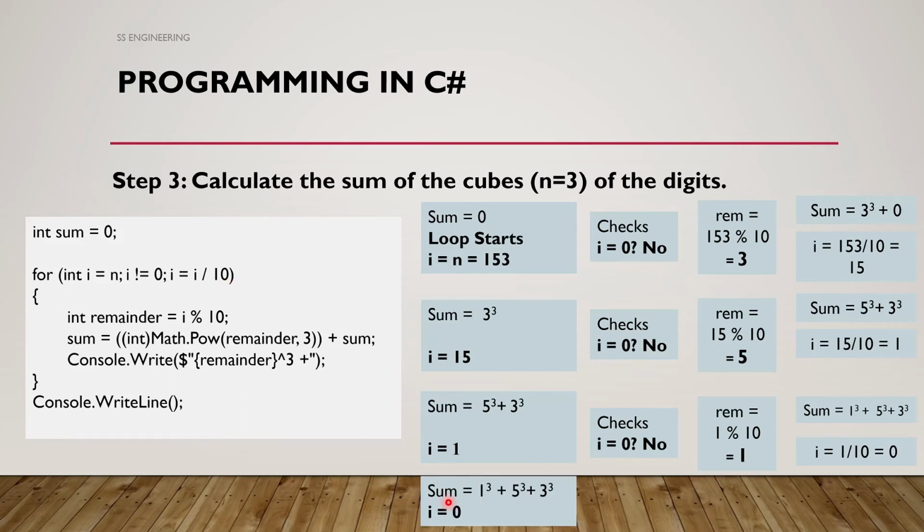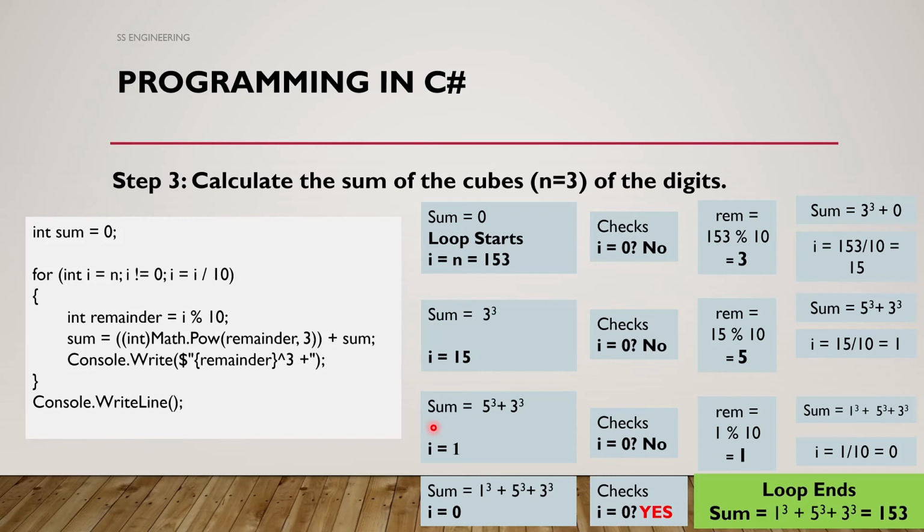Last loop, we have sum equals 1 cube plus 5 cube plus 3 cube, i equals 0. It checks if i equals 0 or not. Yes. Then our loop ends. So when our loop ends, we have sum equals 1 cube plus 5 cube plus 3 cube, which is 153. Now we got the sum of the cubes of the digits.